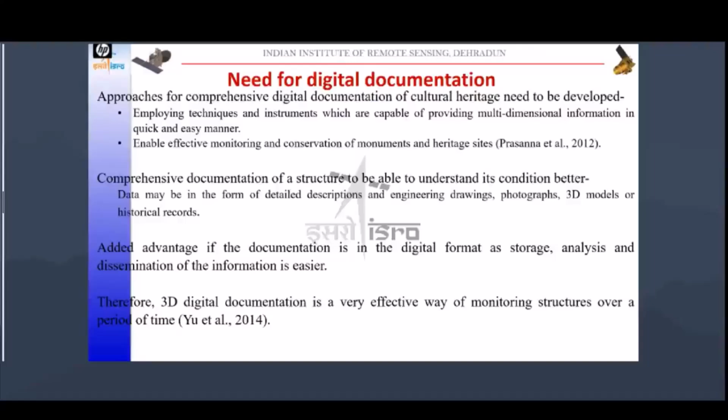It is an added advantage if the documentation is in the digital format. So storage, analysis, and dissemination of this information becomes infinitely easier as compared to the classical or the traditional methods of documentation, in which we only had hard copy, paper related documents. So digitizing these documents will be helpful to us and will give us an edge in managing and monitoring the heritage structures and sites. Now, looking at all these points, 3D digital documentation is and would be a very effective way of monitoring structures over a long period of time.